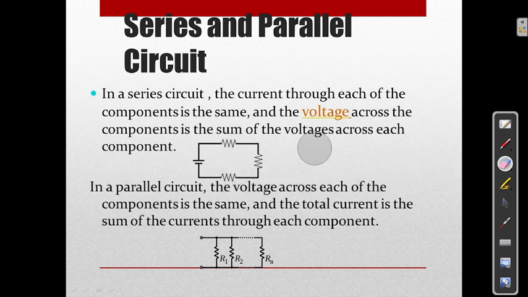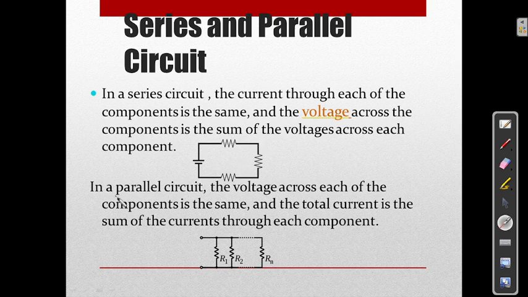In a series circuit, the current flowing through each component is the same, and the voltage across the components is the sum of the voltage across each component. That is the main thing. The current is the same, but the voltage is the sum of each component across that circuit.